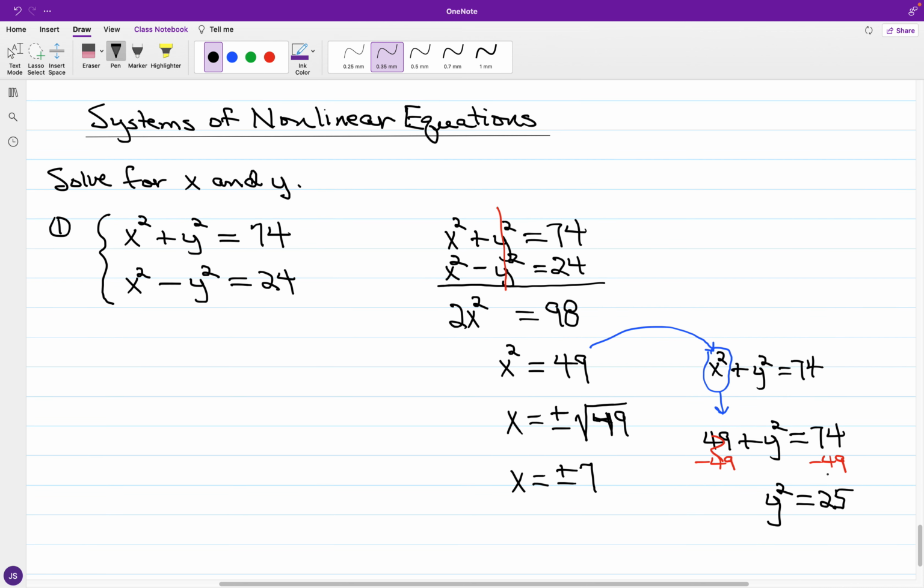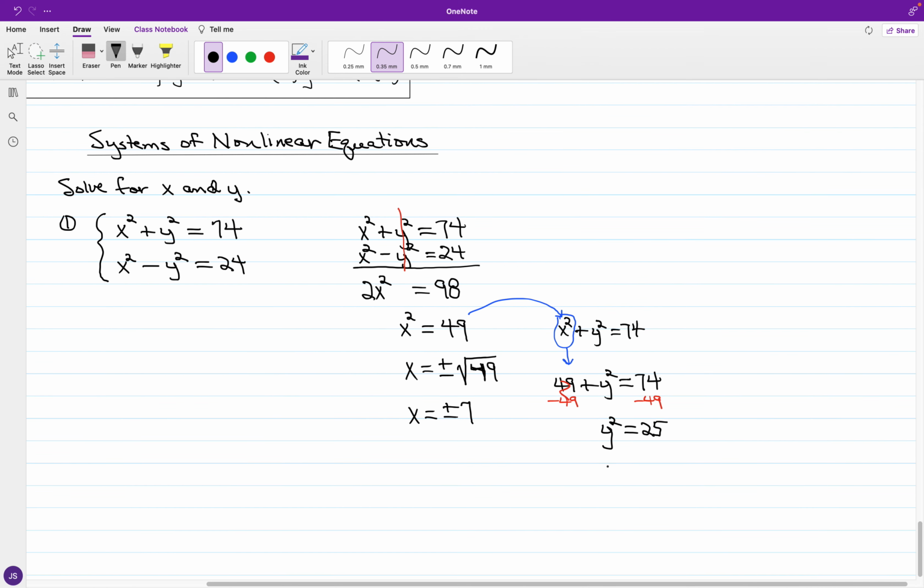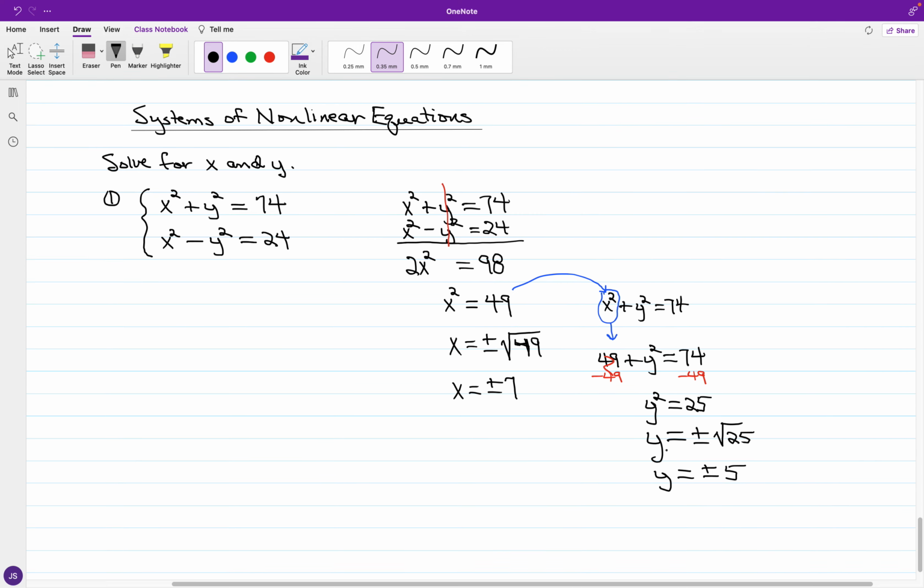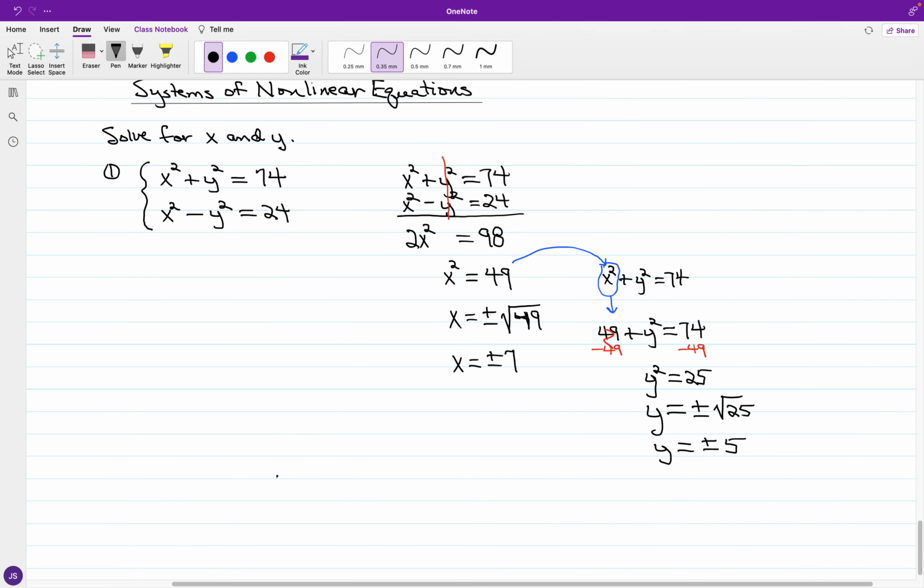And we have the square root property of equality once again. So we got y squared is equal to 25. In solving for y, y is going to be plus or minus the square root of 25. And so we have that y is equal to plus or minus 5. So for the solution, we're not going to have just 1 point, but 4 points.